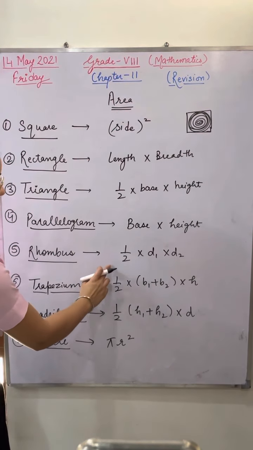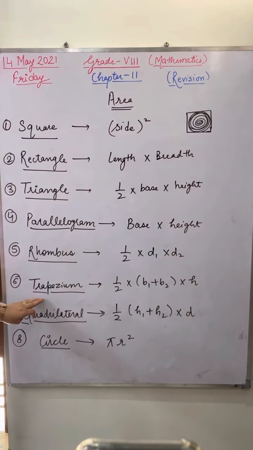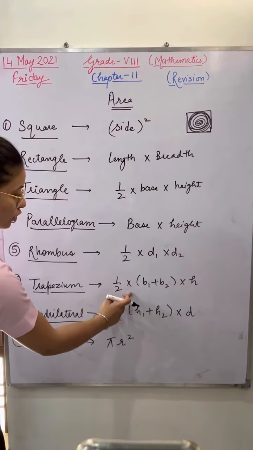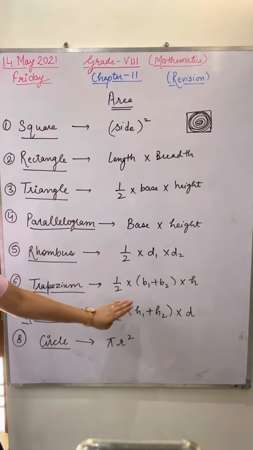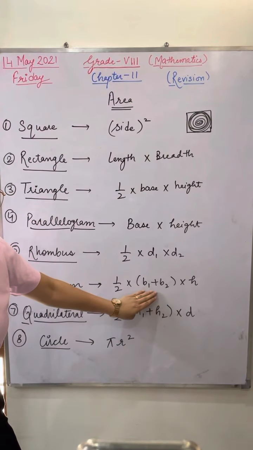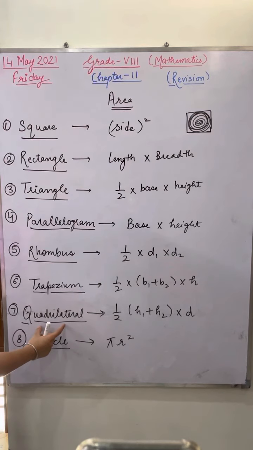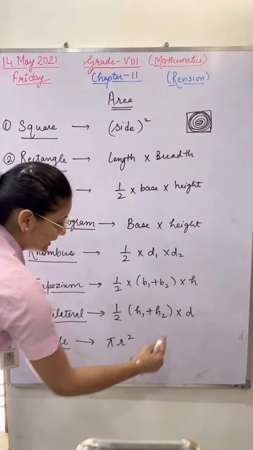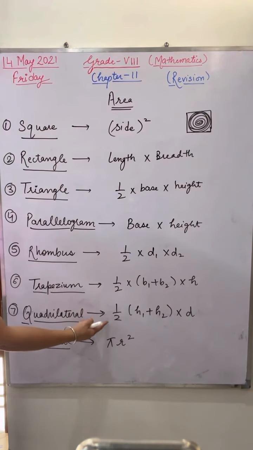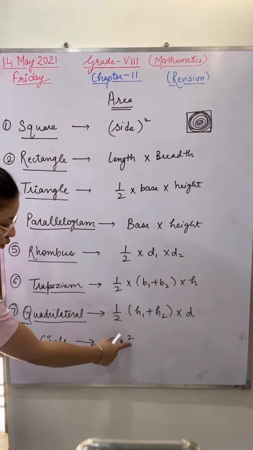Area of rhombus is equal to half into diagonal 1 into diagonal 2. Area of trapezium is equal to half into (B1 plus B2) into H. If anyone asks what B1 and B2 are, these are the parallel sides. Karmandeep, yes, I'll tell you. Quadrilateral: half into (height 1 plus height 2) multiplied by diagonal. Yesterday we did this formula for quadrilateral in class. Right? Circle, area of circle, pi r square.